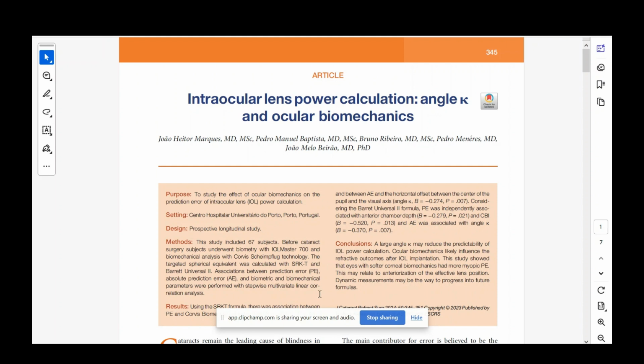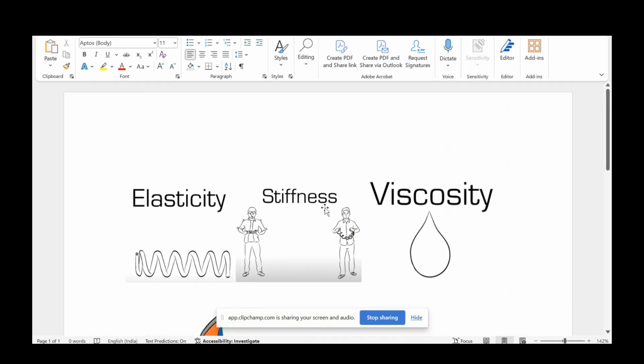So before I talk about the corneal biomechanics and the results of this study, let me explain what the properties of the cornea are. The cornea is elastic. What is elasticity? Elasticity is the ability of a body to regain its shape when a force is exerted on it. A healthy cornea should regain its shape very quickly when a force deforms it, working like a spring.